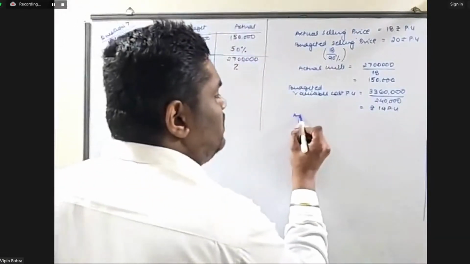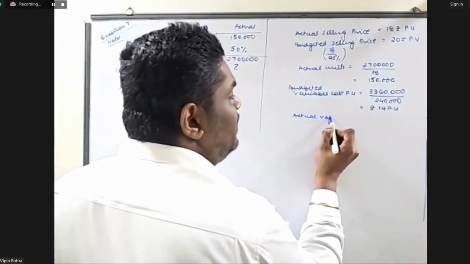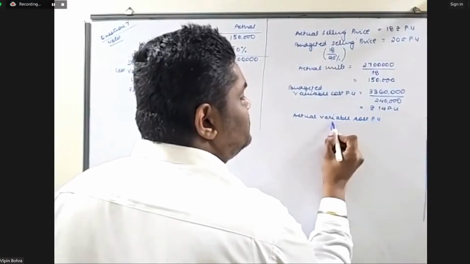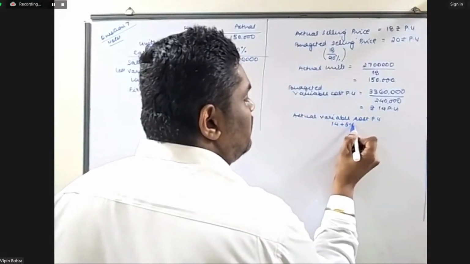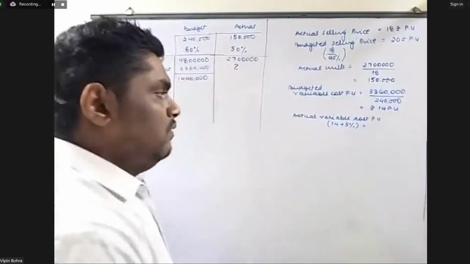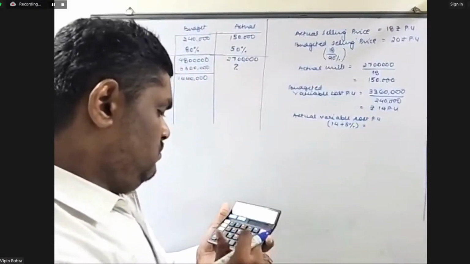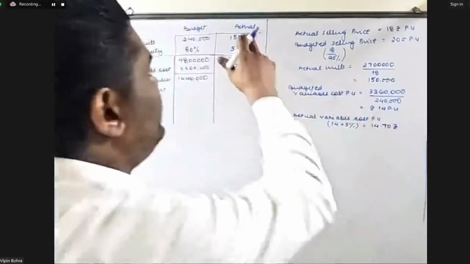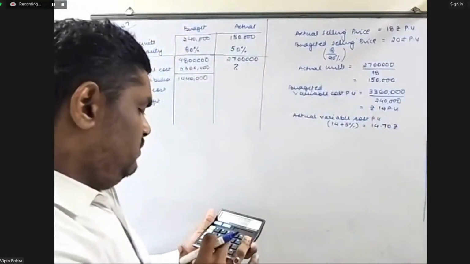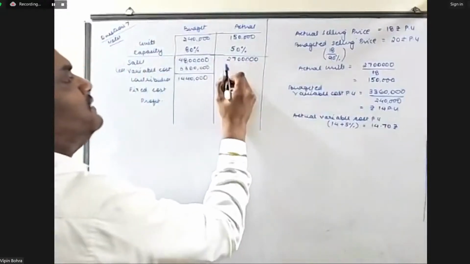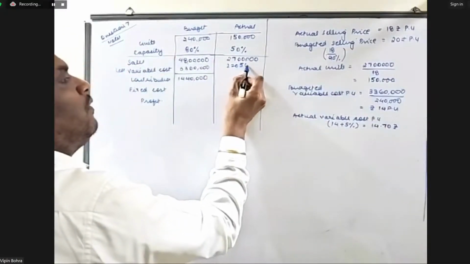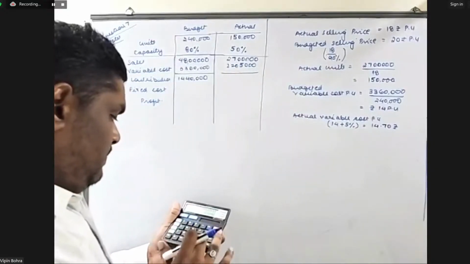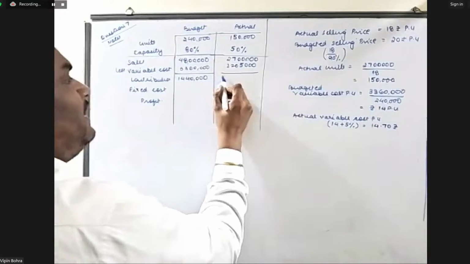So my actual variable cost per unit will be how much? 14 plus 5%. This will be 14.70. So now 14.70 into 1,50,000. So 22,05,000 is the correct answer. So this will be 4,95,000.